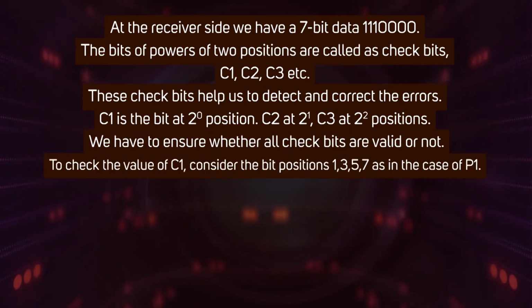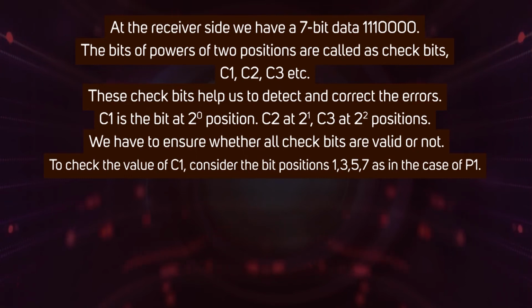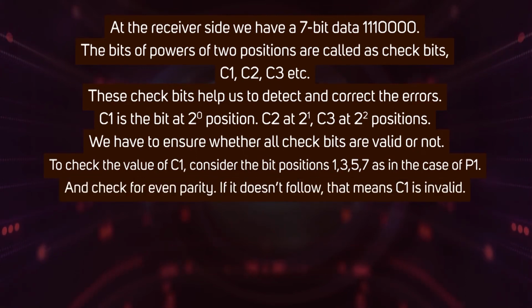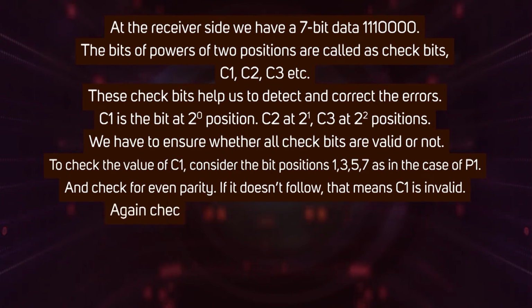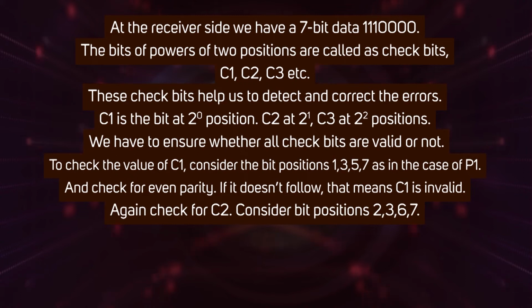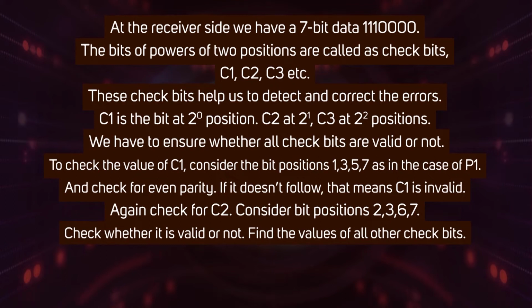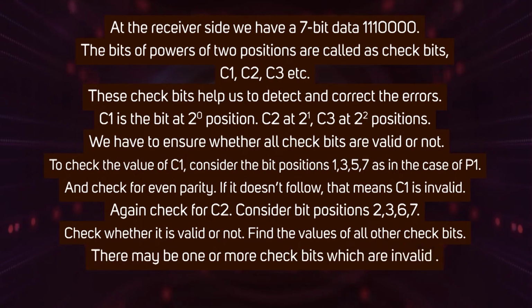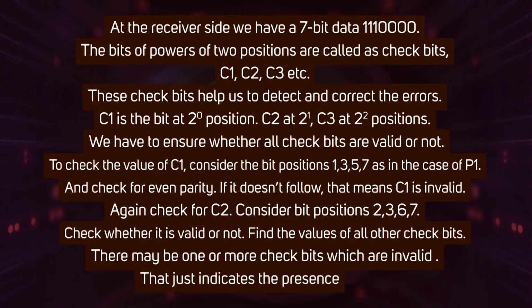We have to ensure whether all check bits are valid or not. To check the value of C1, we consider the bit positions 1, 3, 5, 7 as we did in the case of P1 and check for even parity. If it does not follow, that means C1 is invalid. Again check for C2. Consider bit positions 2, 3, 6, 7. Check whether it is valid or not. Find the values of all other check bits in the same manner. There may be one or more check bits which are invalid. That just indicates the presence of error.